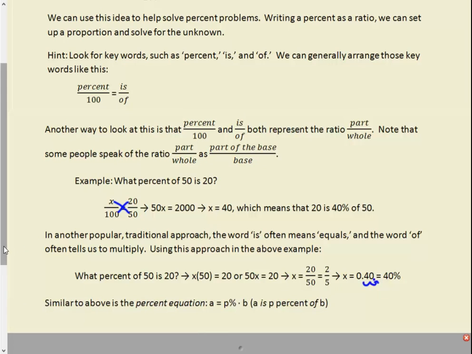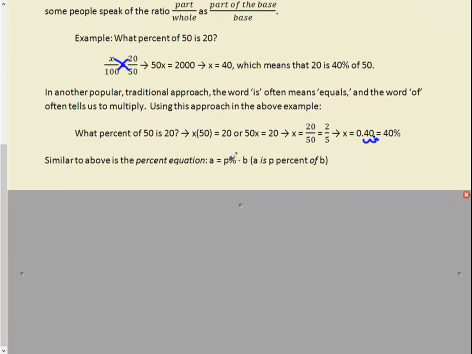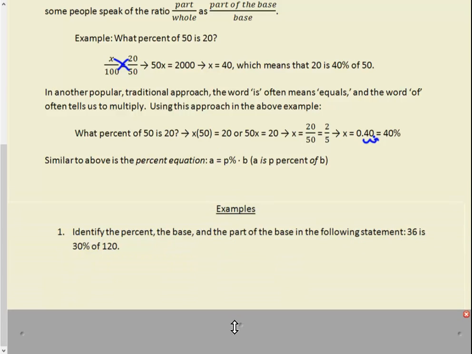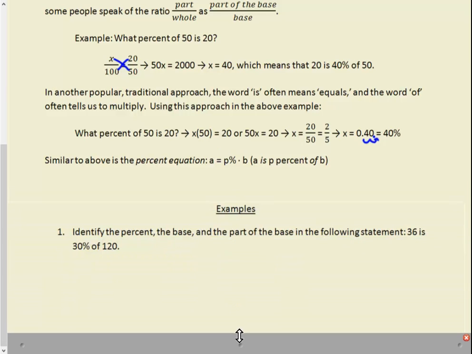We also have something called the percent equation, which looks like this. A equals p percent times b, where we could read this as A is p percent of b. So is tells us where the equal sign goes, of tells us to multiply. Again, not always, but generally speaking.